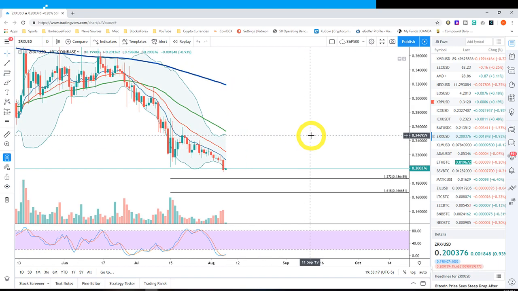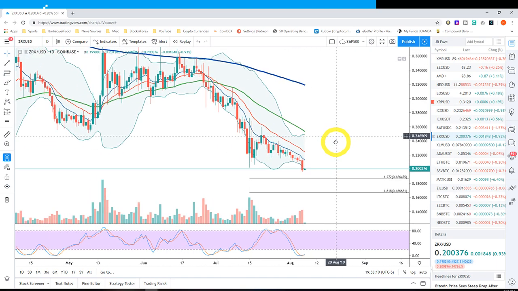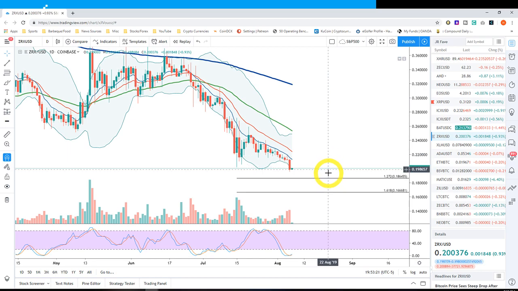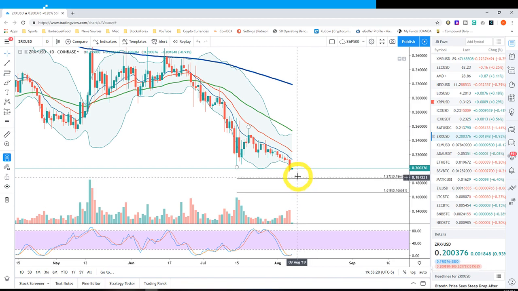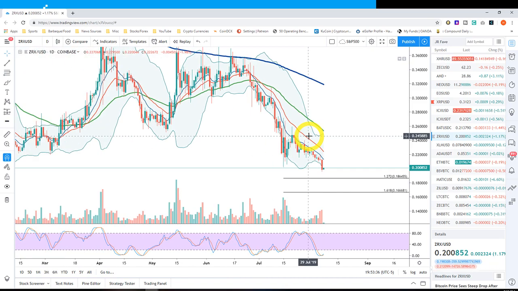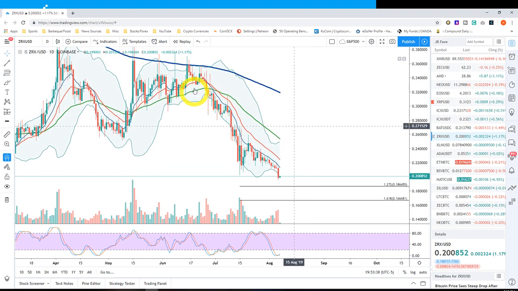So I guess on ZRX, your possible bottom would be around 18 cents, maybe just shy of that, because you just never know if it's going to hit it right on the number or not. So somewhere in between 18 and 20 is possible. Could get to as low as 16. But man, this thing is just ultra bearish right now. I mean, it cannot get out of its way.